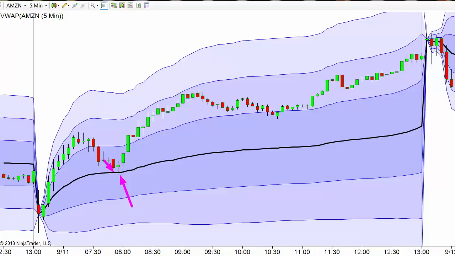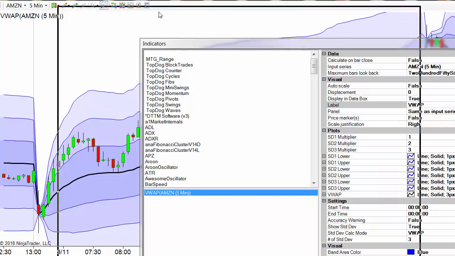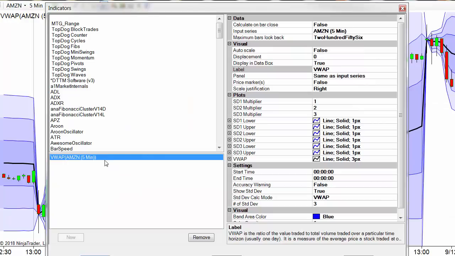Now, let me bring up the indicator and show you how I've got it set up on my charts. I know everybody likes to see that, as well you should. So here's how I've got it set up, and depending on the charting platform you use, there may be different parameters here and so forth. But anyway, I'll just show you mine. So this is NinjaTrader.